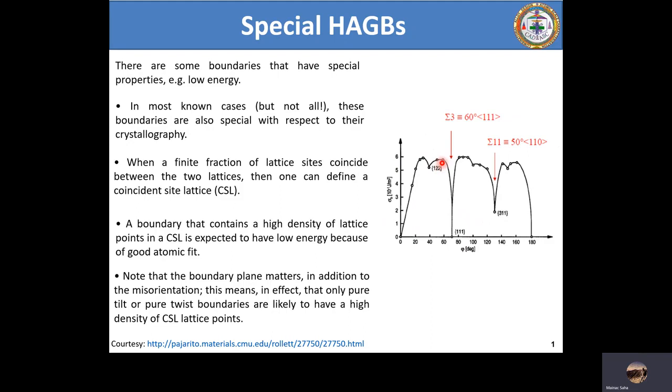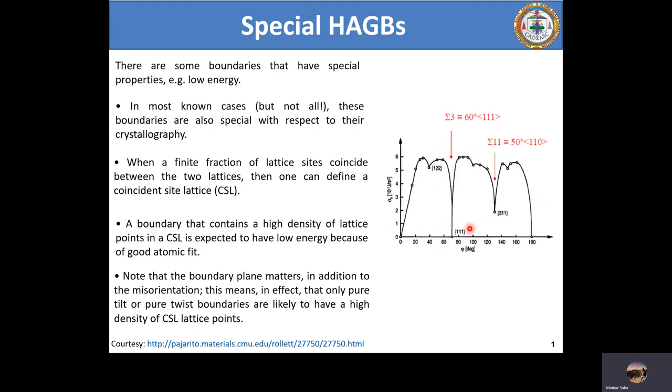random angle boundary. For example, if you consider a data point here, a boundary with a certain misorientation and this particular grain boundary energy, this boundary is a random angle boundary. But if you look at this particular grain boundary, it has a very low grain boundary energy, or rather the least grain boundary energy here, and it appears at this particular misorientation angle, and it is also in the high angle regime.